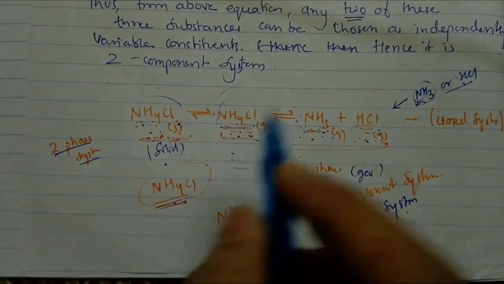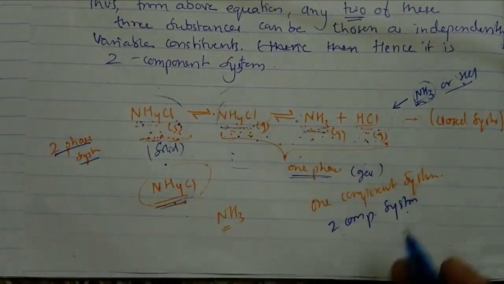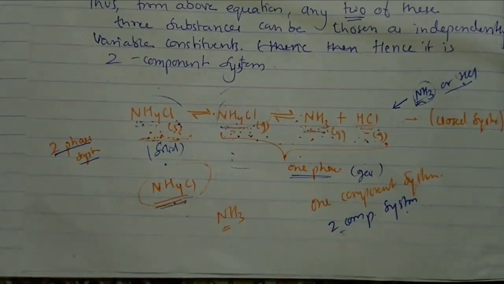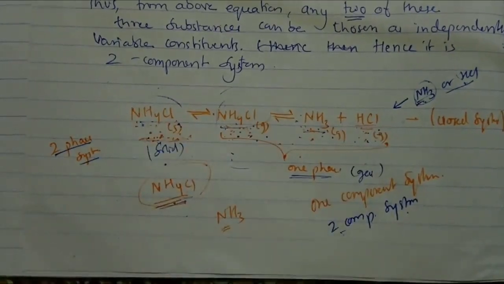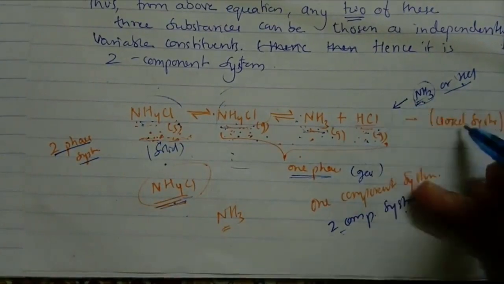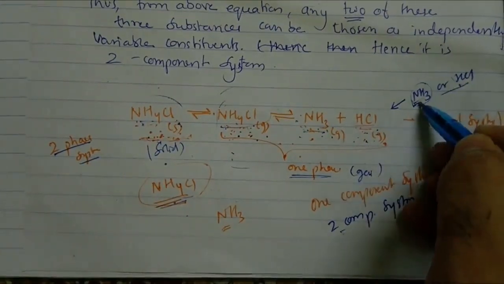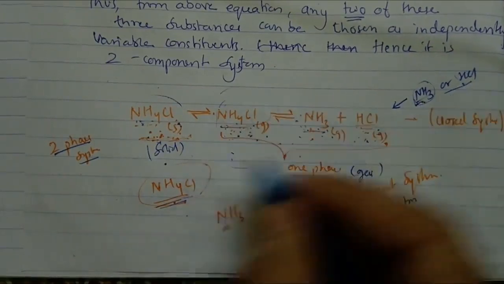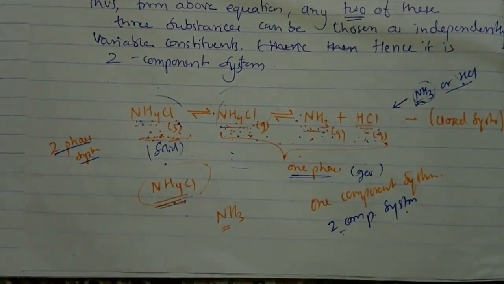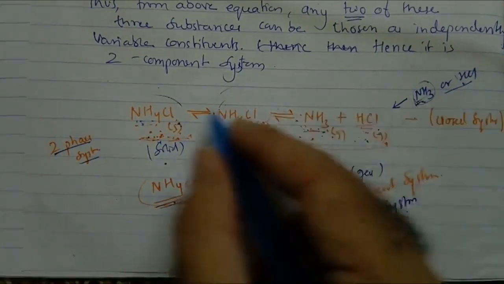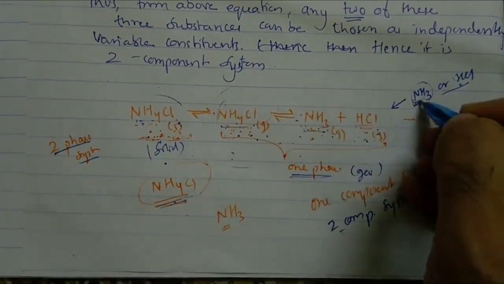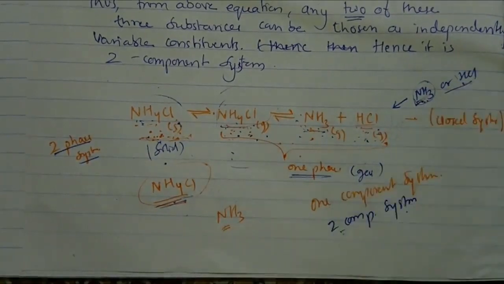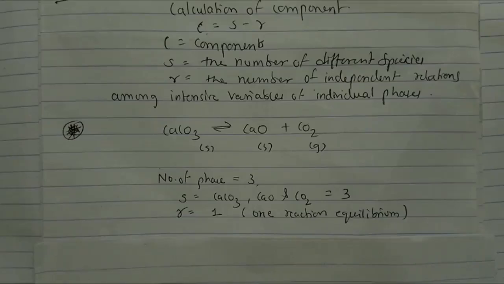Is that clear? So in this case it will become a two component system. If it is a closed system, it will be a one component system. If we are adding additionally in this system, passing NH3 gas or HCl gas, then it will become a two component system, because now you are adding this additionally, so the reaction dynamics will change, and it depends on this also. That is why it is a two component system. Is that clear, friends? Now we'll see calculation of components using a formula.